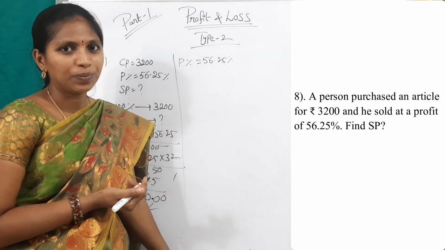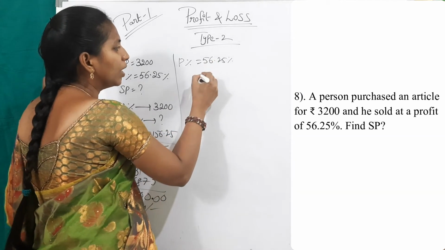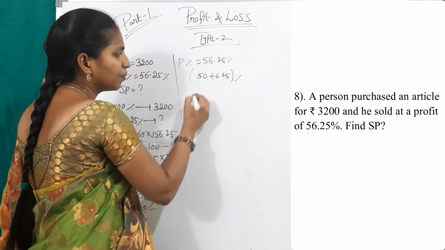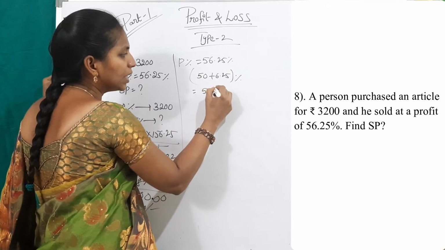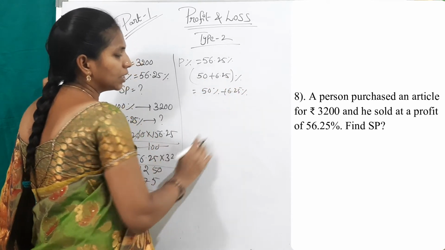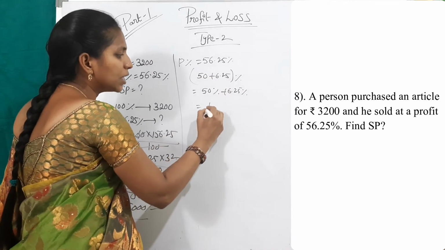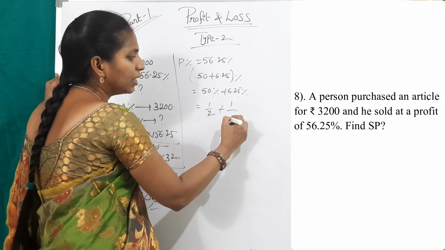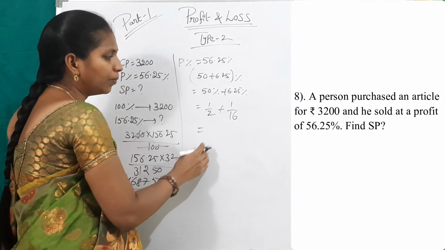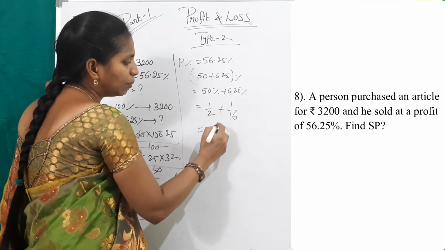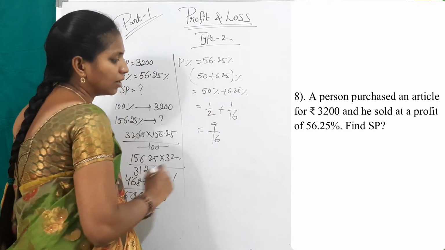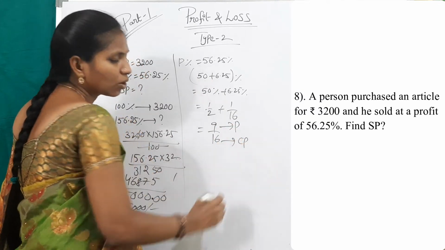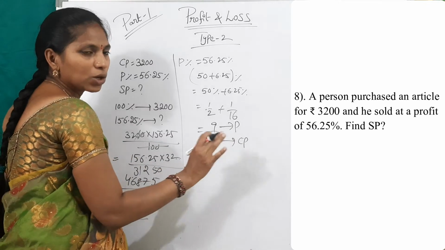56.25% fractional value. Split this one into 50 plus 6.25%. That is equal to 50% plus 6.25%. What is meant by 50%? 1 by 2 plus 6.25% means 1 by 16. That equals 8 plus 1, 9 by 16. 9 means this is a profit and 16 means this is cost price. At the denominator there is always the cost price.